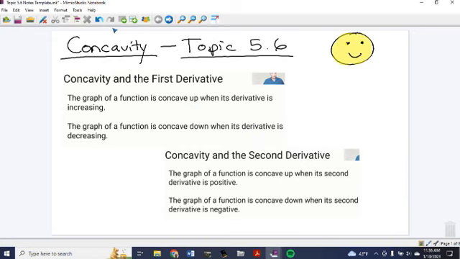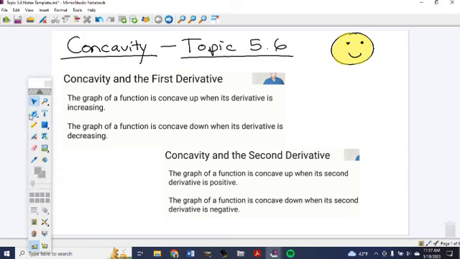If you remember what we mean by concavity, we are just generally talking about whether a function is concave up, and I'll just sketch what I mean by concave up. There's concave up, all right? And I think you all know what concave down means. Concave down would be the other way, like that.